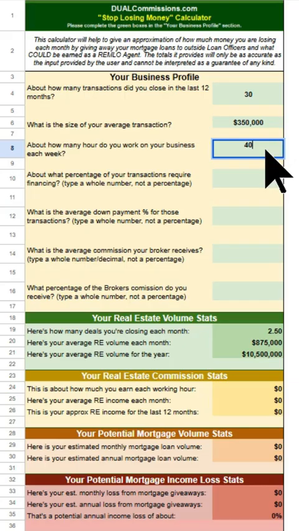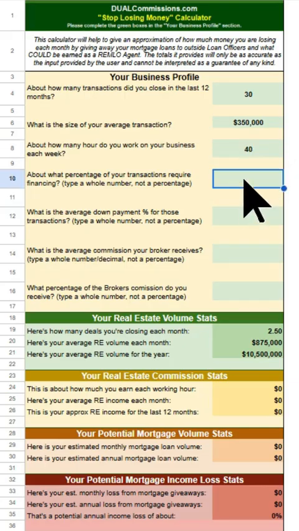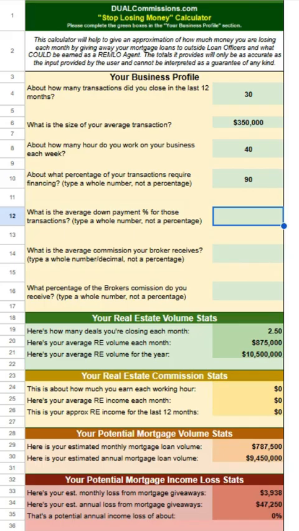About what percentage of your transactions require financing? Lots of them, probably most of them. For the sake of conversation, I do get the odd cash buyer, but let's say 90% of my transactions need financing. And what is the average down payment percent for those transactions? We're just going to type in a whole number here. Let's say I have a blend of all the different kinds of financing. I have some conventional, a fair amount of FHA, and I do some VA loans. So for our purposes here, I'm going to say that the average down payment percentage is 5%.